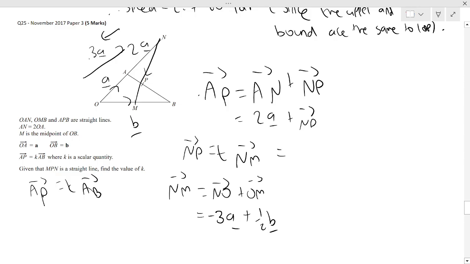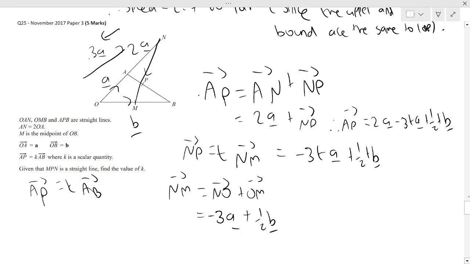So therefore NP is T lots of NM. So it's going to be minus 3T lots of A and a half T lots of B. So therefore AP, one expression, is now going to be 2A minus 3TA plus a half TB. Okay, cool.